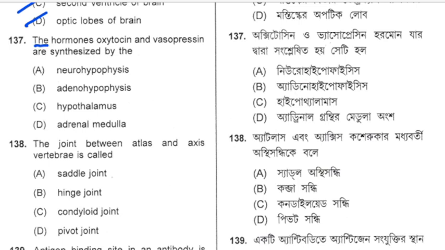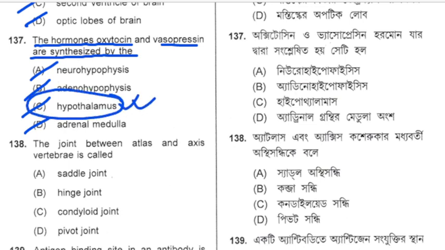Next is the hormone oxytocin and vasopressin are synthesized by the, যে অক্সিটোসিন আর ভেসোপ্রেসিন সেটা কোথা থেকে সিক্রেট হয়? নিউরোহাইপোফাইসিস, এডিনোহাইপোফাইসিস, hypothalamus, adrenal medulla. So the vasopressin and oxytocin are synthesized in hypothalamus.